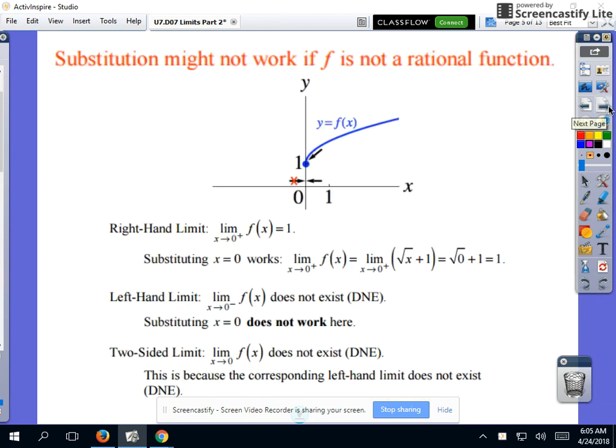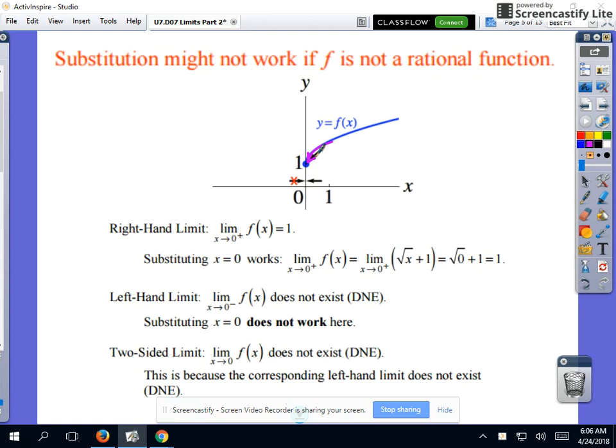All right. So now, this is talking about substitution might not work if f is not a rational function. So what we have here is a beautiful square root curve. I feel like we talked about this yesterday. But if you're looking at this graph, the right-handed limit is 1, right? Because as we're approaching this, we're approaching 1, okay? You can substitute in 0 into your function, and it works, and you get 1. The left-handed limit, however, does not work. So there are some times that you might use substitution, and you're actually getting a wrong answer.